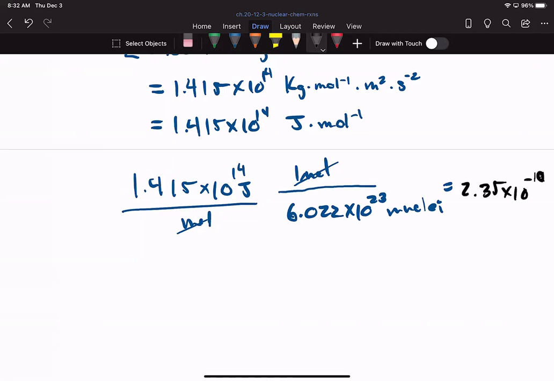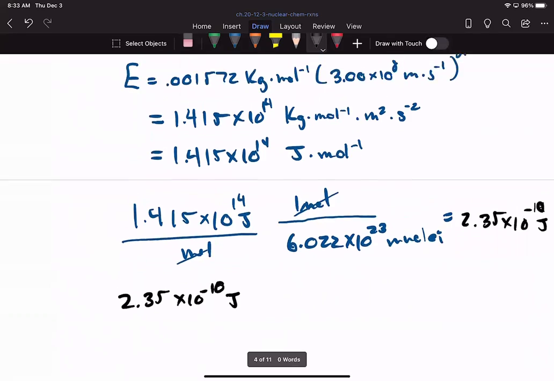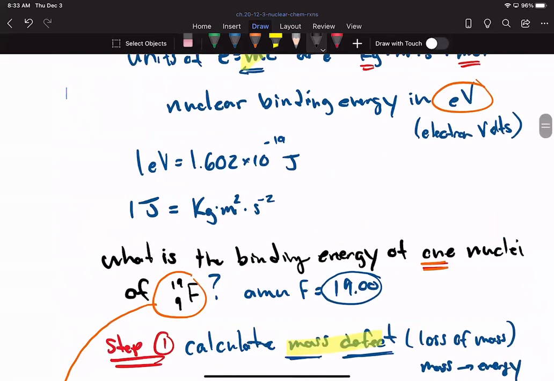All right. And this is going to be in joules. Okay, so we got 2.35 times 10 to the minus 10 joules. And I'm going to give you one more conversion. I'm going to put it up here, though, because I want these all in the same, or no, we already gave it to you. There it is.